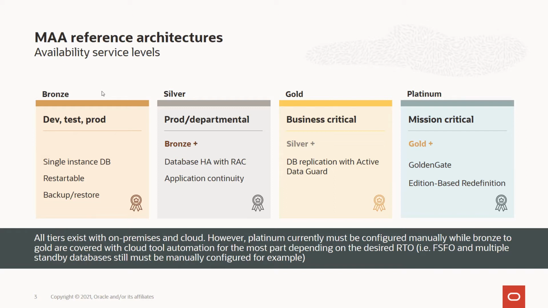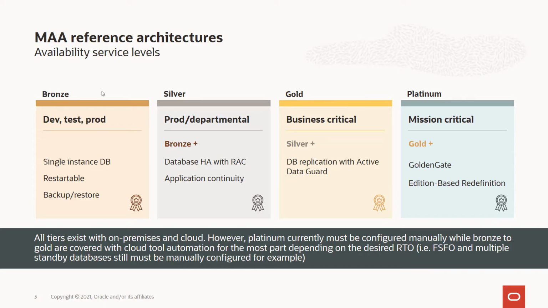And then the last and less common one is the platinum availability architecture, where we recommend using GoldenGate active-active replication and edition-based redefinition for achieving zero downtime application schema upgrades.